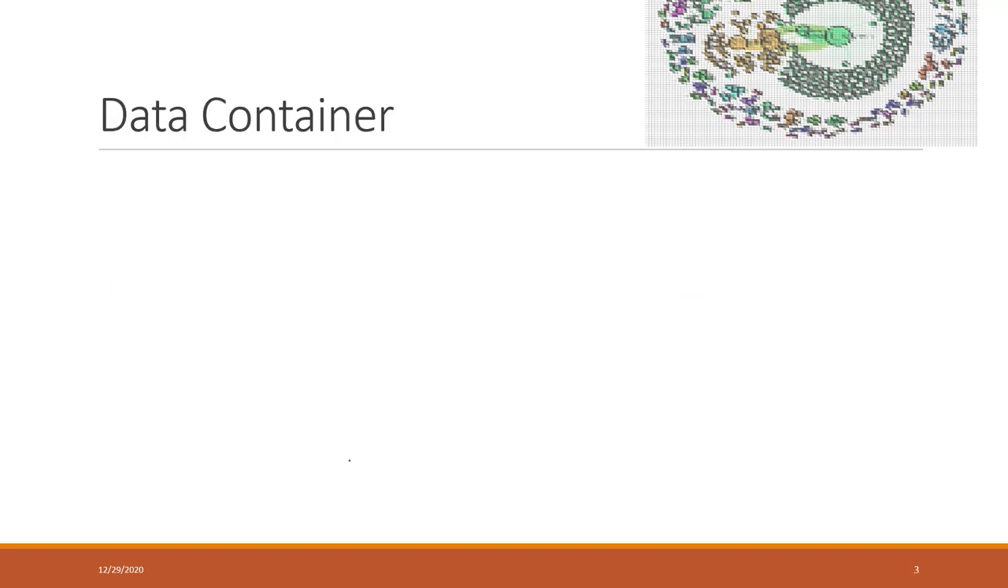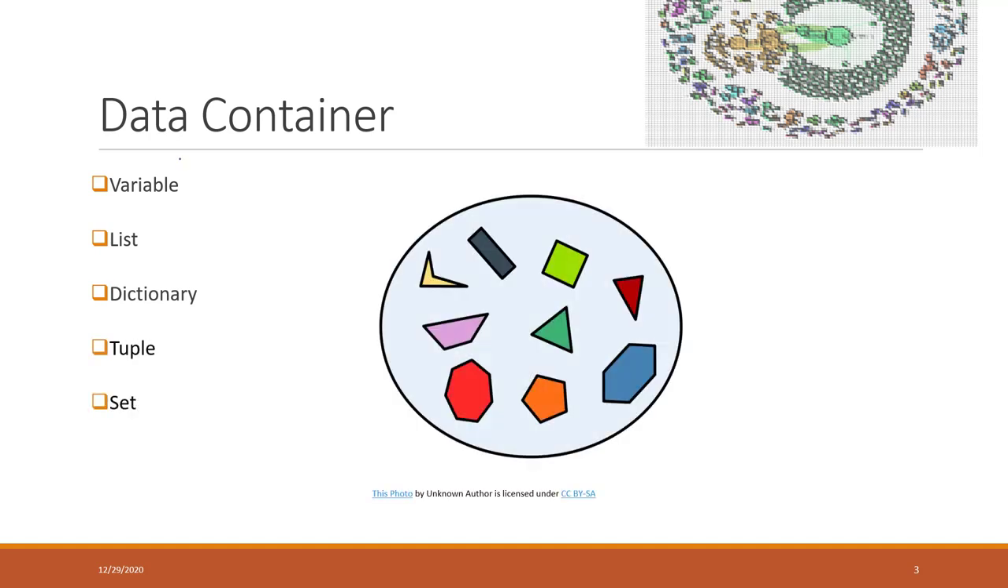We also have talked about those data containers, like variables, list, dictionary, tuple, and also set. Those are the most commonly used data containers in Python and also in other programming languages. They may also have similar data types and similar data containers.